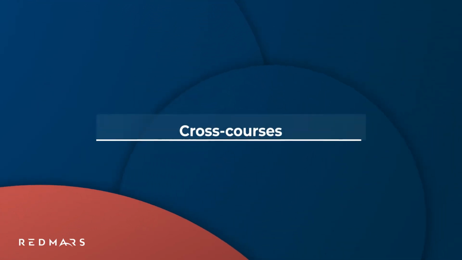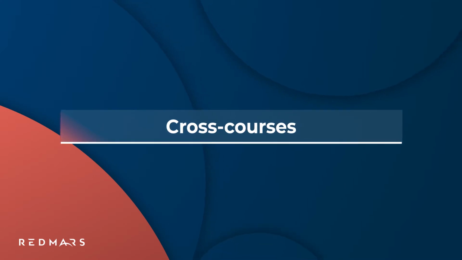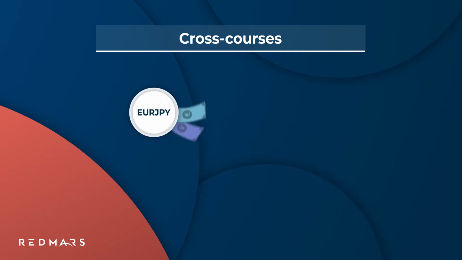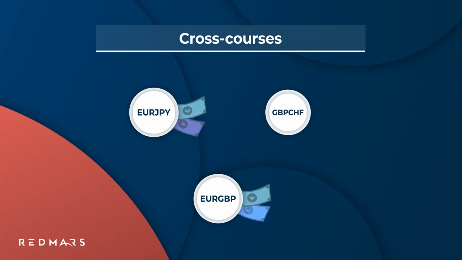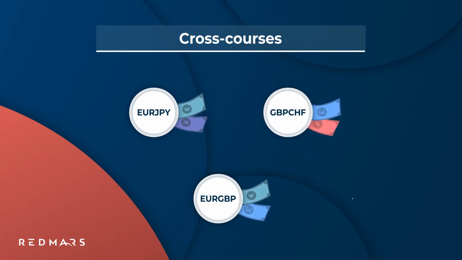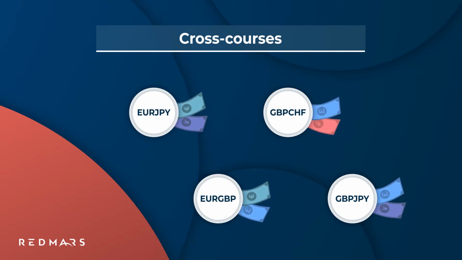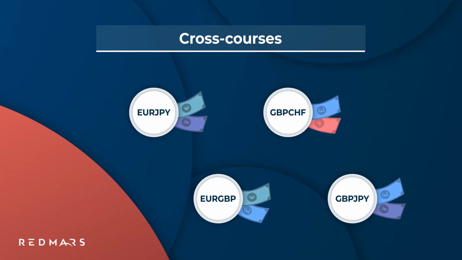Now let's look at cross courses. These are currency pairs that do not have the United States dollar. There are quite a large number of cross-currency rates. In turn, cross-currency rates of major countries are called minors. Here are some of them: euro to Japanese yen, euro to British pound, British pound to Swiss franc, British pound to Japanese yen. Cross rates are usually traded by experienced traders, while beginners choose the main currency pairs.